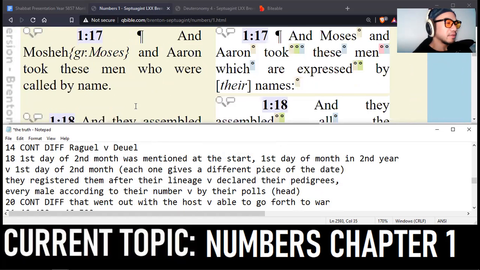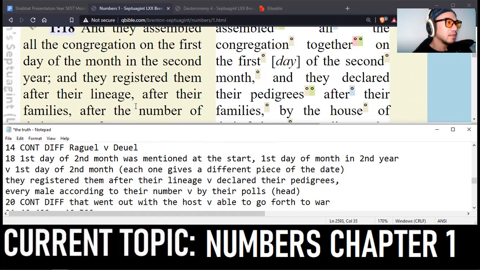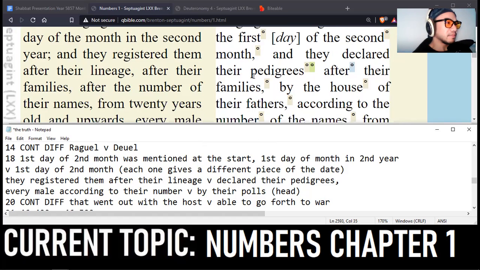But here it clarifies in verse 18, it's also the first day of the month in the second year, possibly the second year from you're counting to the next Shemitah, because there's 7 years in a sabbatical cycle. So this is the second year. And it is the first day of the second month, which was mentioned again in the first verse. And the Masoretic says it's the first day of the second month, and each one is giving a different piece of the date.